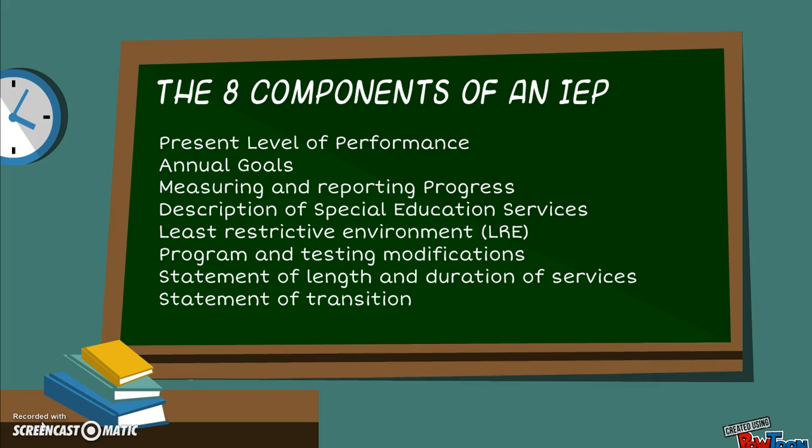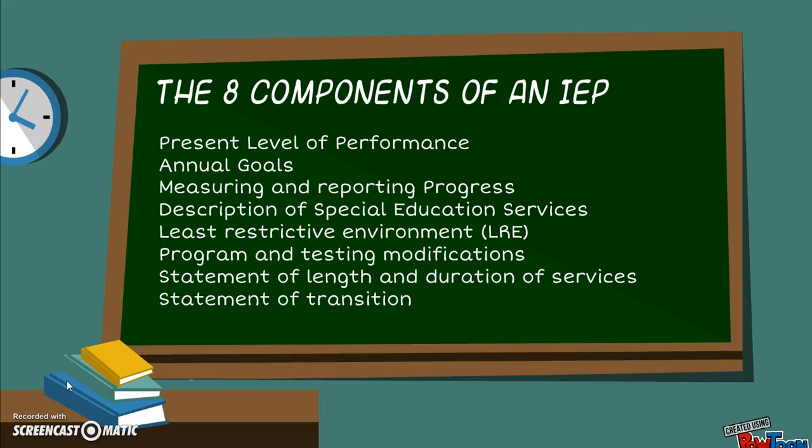The sixth part of an IEP is the program and testing modifications. IDEA requires that students with disabilities take part in state or district-wide assessments. The IEP team must decide if the student needs accommodations in testing or another type of assessment entirely. This area describes the types of testing, adaptations, and modifications that will be used with the student and why they're necessary.